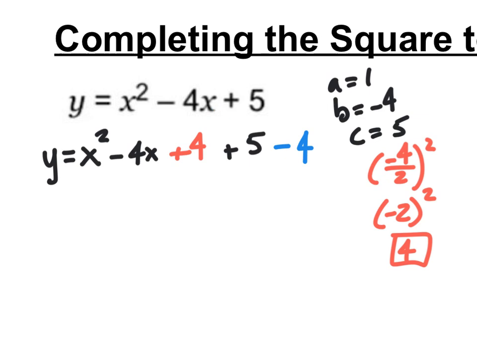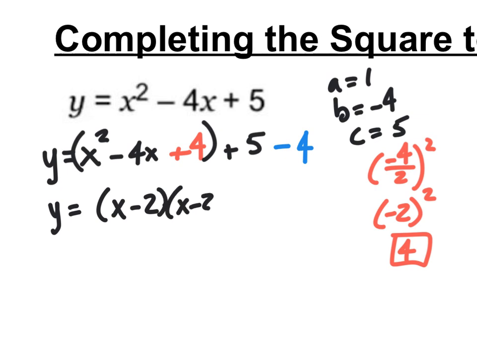Now I can take my first 3 terms, which is my trinomial, and identify that this is a perfect square, and I can factor this. I would then get y is equal to x minus 2 times x minus 2, and then over here I would have plus 5 minus 4. So 5 minus 4 would just give me a plus 1.